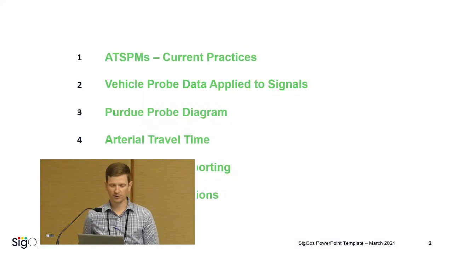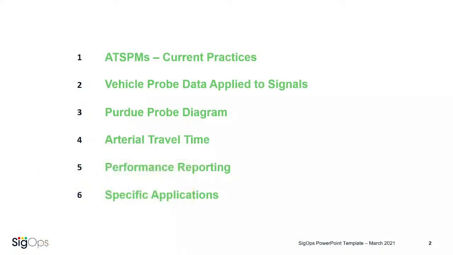Really quickly, an overview. We'll touch briefly on those ATSPMs and current practices, but not too in depth. We will talk about vehicle probe data, primarily how it applies to traffic signals, as we're talking about, I believe, the exact same data that Jairaj was just presenting on, just applied to arterials and traffic signals.